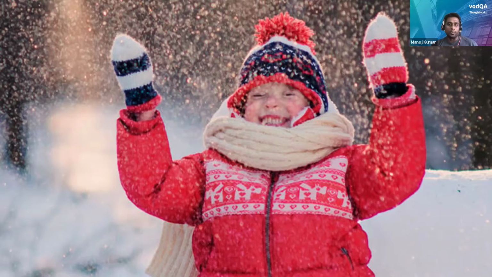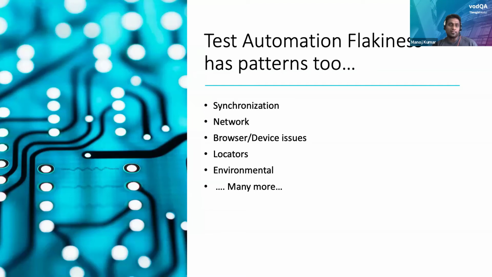So just play around and understand the patterns that test automation flakiness brings in, right? Because it has its patterns too. Just blindly rerunning your test or fixing your test just for that build doesn't make sense at all. The patterns include many things such as synchronization, network-related issues, browser and device issues, locator issues, environmental issues, and many such errors, right?